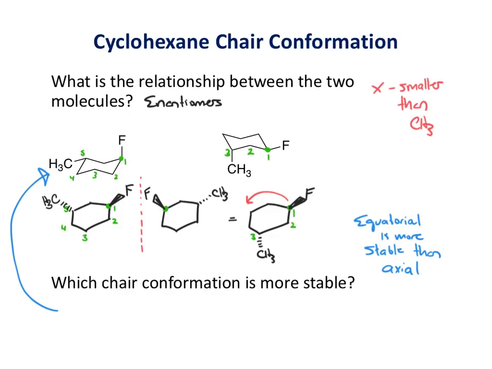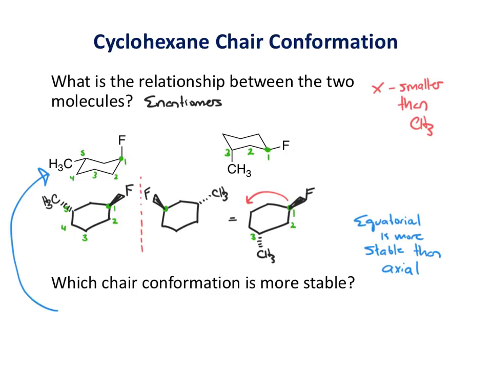Okay, likewise, if you had to assign R/S configuration to a group on a chair, I think it's probably easier to draw it in this dash-wedge form and work from that. All right, any questions? Yep.